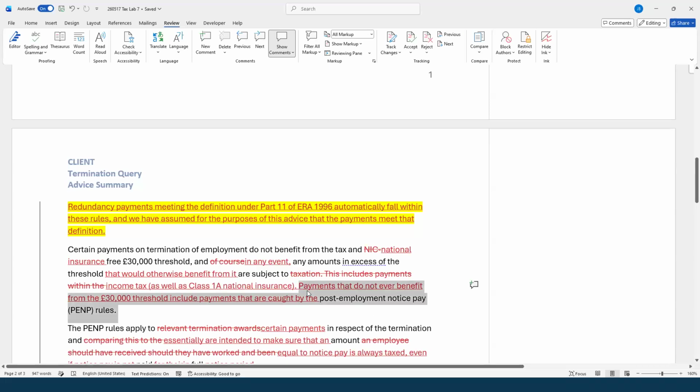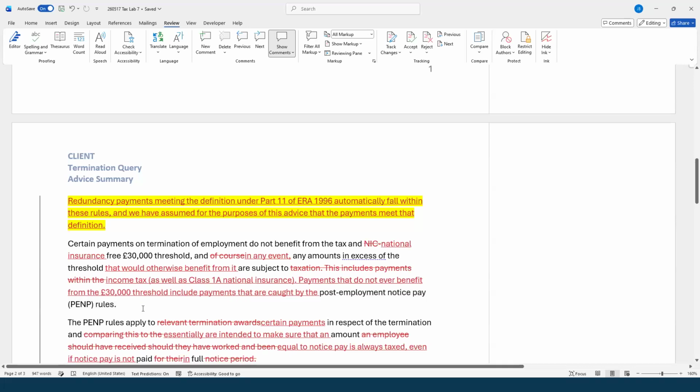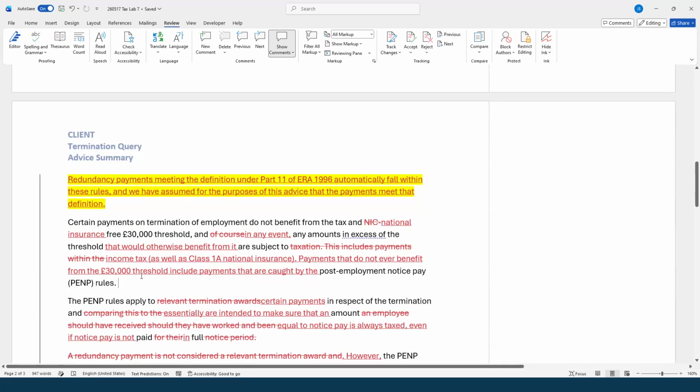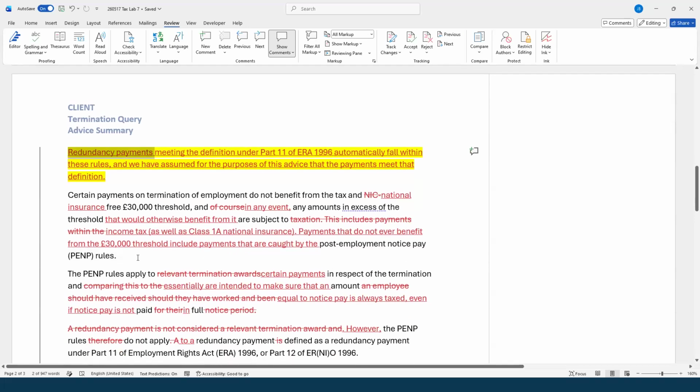Okay, so this is making it clear that there are certain payments that never benefit from that 30K, which is any payments caught by the post-employment notice pay rules. I think that's going to come in a bit because arguably there is an element of post-employment notice pay that could mean that 30K isn't due. If the redundancy payments, though, did actually meet this definition, then it automatically falls within the 30K. But as noted before, there was a bit of question over whether or not they actually were redundancy payments. Assuming that they are, then they fall within the 30K, which the client can now see from all of this.